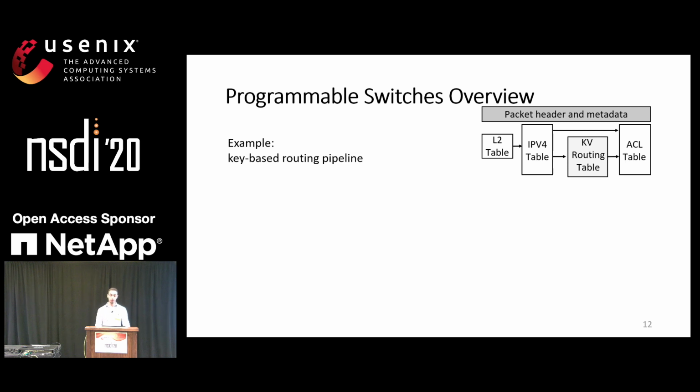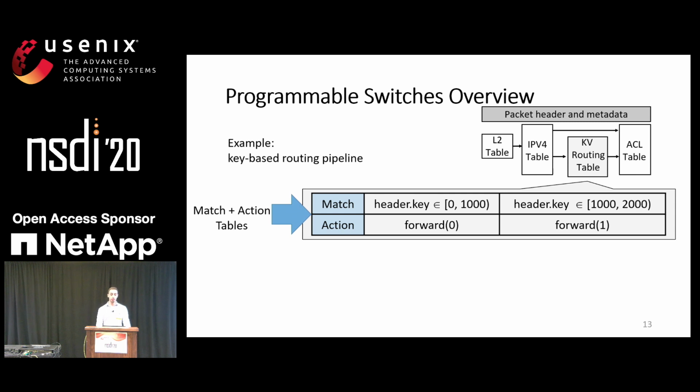For example, after layer 2 and layer 3, we can have our pipeline stage that contains multiple match plus action tables. In this case, we can match on our custom key in the packet header. If it's in a certain key range, we can perform an action, and if it's in another key range, we can perform another action.